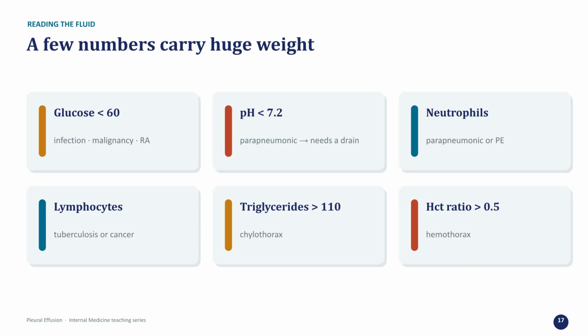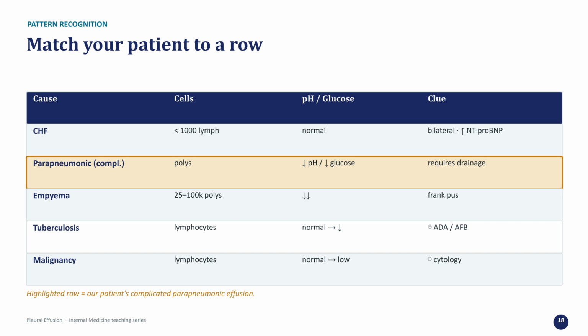While Light's criteria are highly sensitive, they can sometimes overcall exudates. For example, aggressive diuresis and heart failure can concentrate fluid, creating a pseudo-exudate. In cases where the story suggests a transudate, but the labs indicate an exudate, measuring the pleural cholesterol can help clarify the diagnosis. Beyond the basic classification, specific markers provide critical clues.